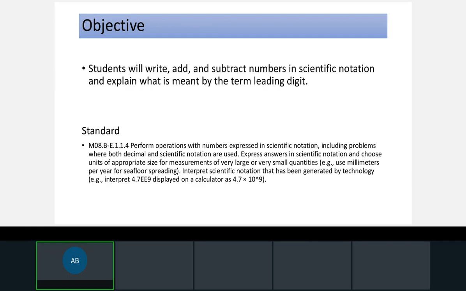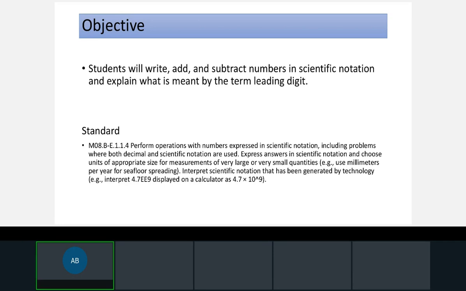Your objective for today is to write, add, and subtract numbers in scientific notation and explain what is meant by the term leading digit. At this point, we can't add or subtract numbers until we actually know what scientific notation is. So this lesson will be spread out over 2 days. The first day today, we're just really going to focus on identifying numbers in scientific notation and writing numbers in scientific notation.